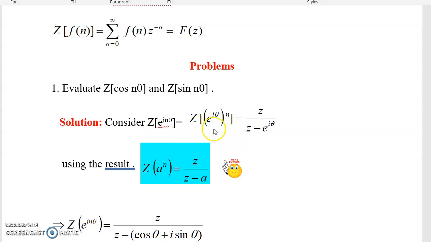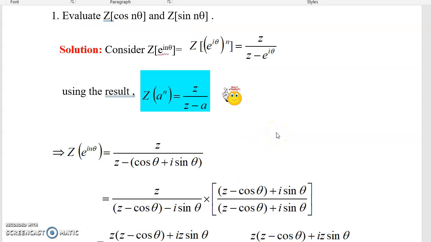And this Z of e power i n theta can be written as e power i theta the whole power n. See, rewrite this as e power i theta the whole power n, and compare this with your Z transform of a power n, which is the basic result which we would have done in the first class of Z transform. So Z of a power n, we know it's a famous result, z by z minus a. So using this formula, Z transform of e power i theta whole power n will be z by z minus e power i theta. See, comparing with this, in the place of a you have here e power i theta. So z by z minus a, where a is e power i theta.